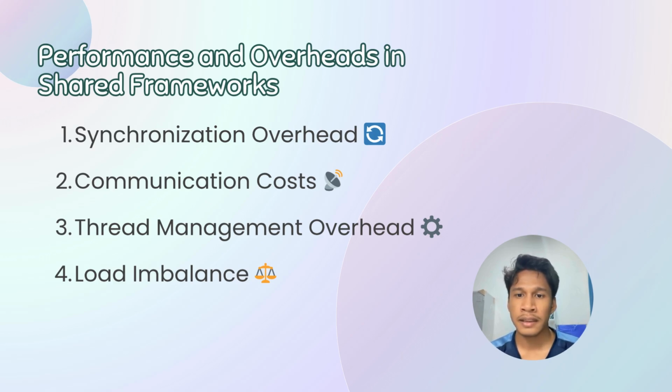And the third one is thread management overhead. Creating and destroying threads incurs costs. If these costs aren't managed efficiently, for instance by using thread pools, they can outweigh the benefits of parallelism. And the last one is load imbalance. Imbalanced task distribution or data dependent operations can cause some processors to work harder than others, which reduces efficiency.